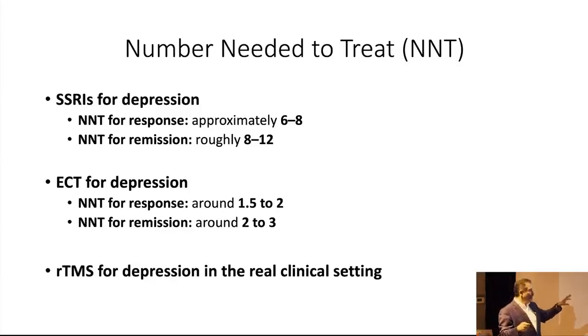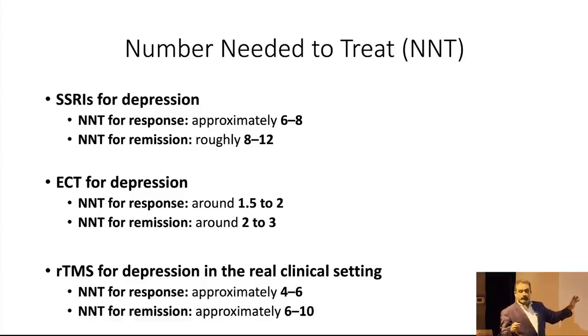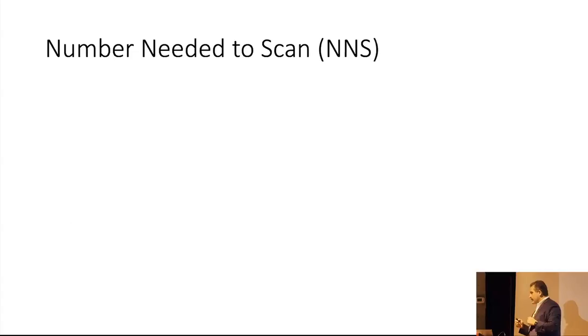And for TMS in the field of depression, the numbers are around 4 and 6. So you need to treat 4 people to have 1 responding and 6 to have remission. So these are the numbers. So this is what we call NNT. Okay. And what is NNS? NNS is number needed to scan. How many people you need to scan?